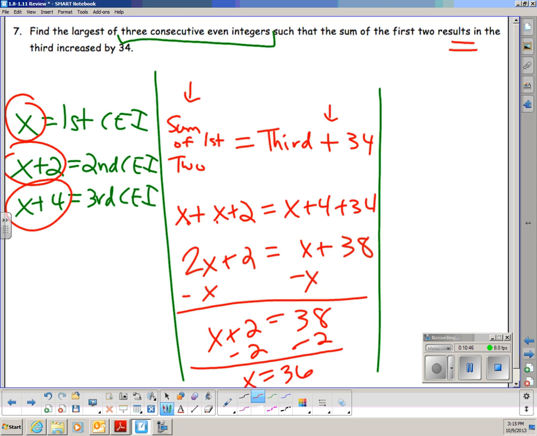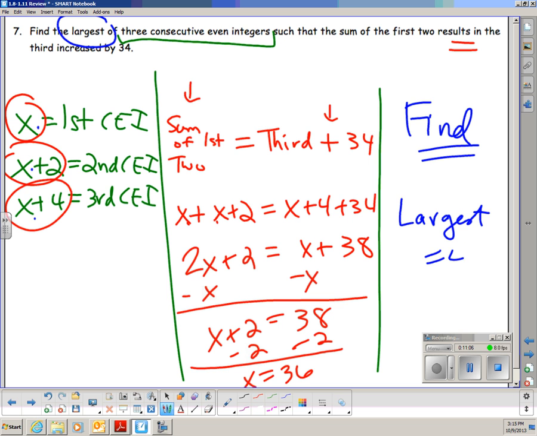So if x is 36, I want the largest. This is your find column or your question column, find the largest. I want to find the largest one. So if x is 36, that's not the largest. X plus 2 would be 38. X plus 4 would be 40. So the largest equals 40.